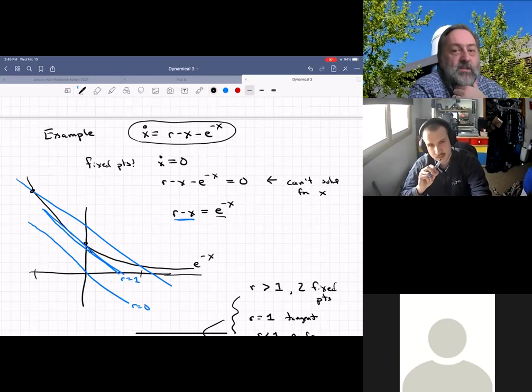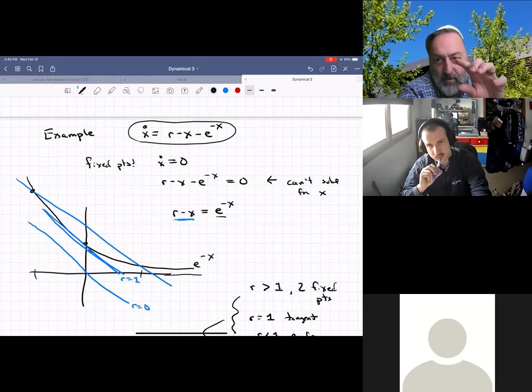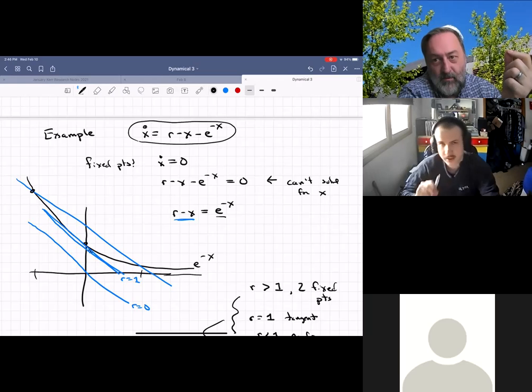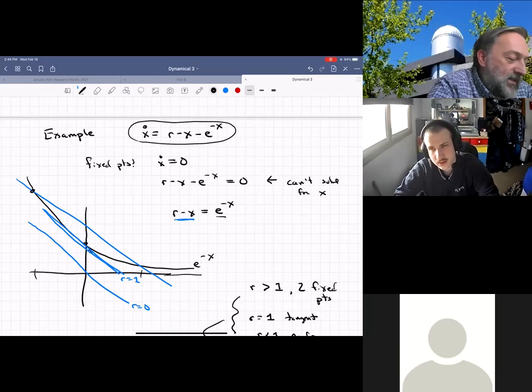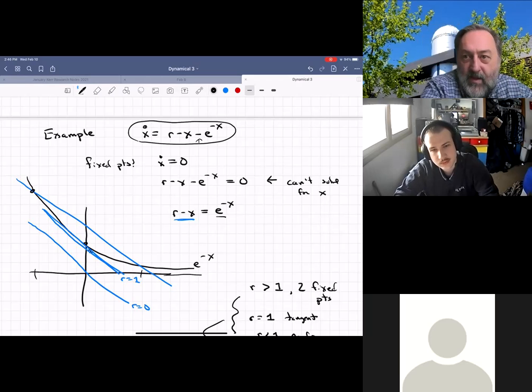Now, if r minus x is less than e to the minus x, I've got a number minus another number that's positive. And so x dot's negative because whatever r minus x is, it's smaller than e to the negative x. Okay. And that minus sign that's right here is determining that I'm going to have a negative x dot.